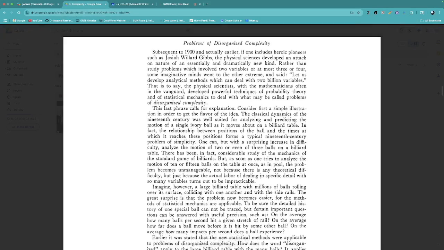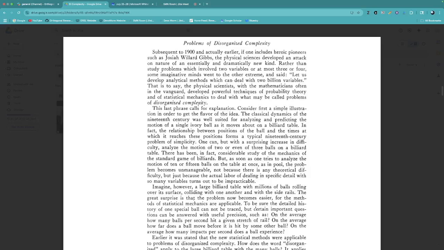So we're using statistical mechanics, we're using probability theory to deal with things called disorganized complexity. And of course, this was in 1948, so we would have to wait a couple more decades to get the dynamical systems treatment of disorganized complexity, which led us to chaos theory and some of these other categories of complexity that exist. So this is again setting the table for complexity theory.